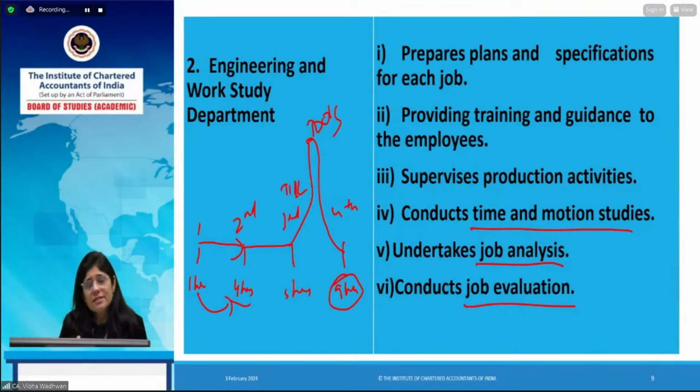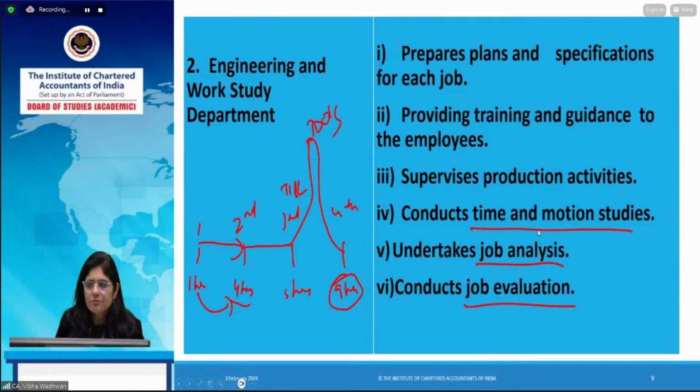Accordingly, this exercise is very important to fix proper wages or salaries for that particular job. What should be the suitable salary for this job? I'm just giving an idea what exactly the term means. So a very, very crucial department, engineering and work study, which does the planning part.